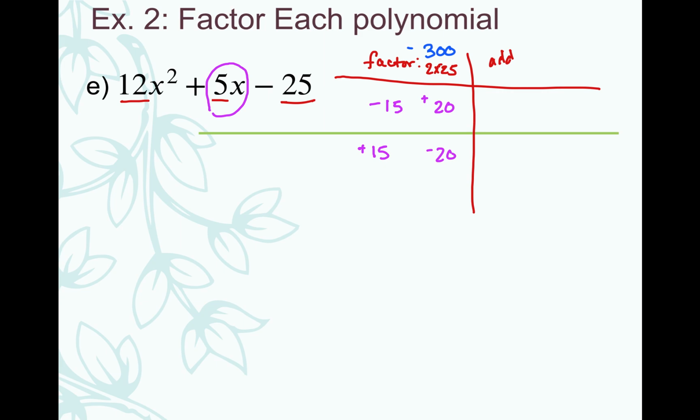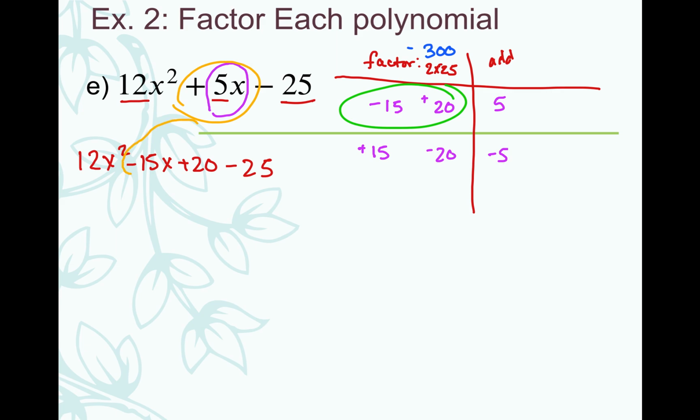Well, negative 15 plus 20 is 5. 15 minus 20 is negative 5. Well, I really want to add up to a positive 5, so these are the set of factors that I'm going to use. My next step is I'm going to rewrite my polynomial with those factors. So I'm going to rewrite it as 12x squared minus 15x plus 20x minus 25. And that comes from this plus 5x here, I'm just rewriting it as negative 15x plus 20x, because that's the same as 5x. Our new polynomial is just our original one, not in simplest terms, before we combine like terms.